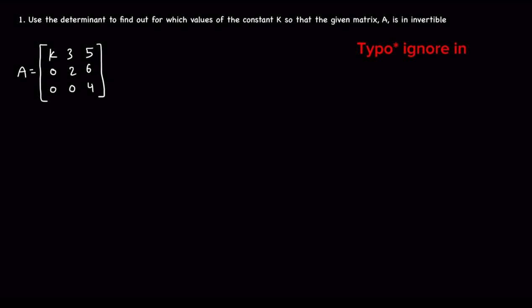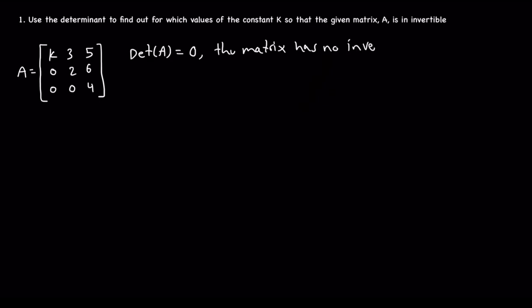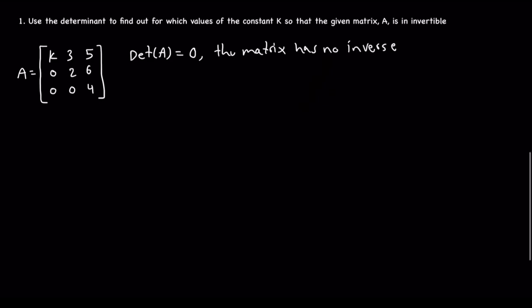Number 1. Use the determinant to find out for which values of the constant k the given matrix A is invertible. So we have matrix A which is given, and we need to find out the value of k which makes the matrix invertible. And there's something you need to know about invertibility. Whenever the determinant of a matrix is 0, it means the matrix has no inverse, so the matrix is not invertible. So first, let's find the determinant of A.